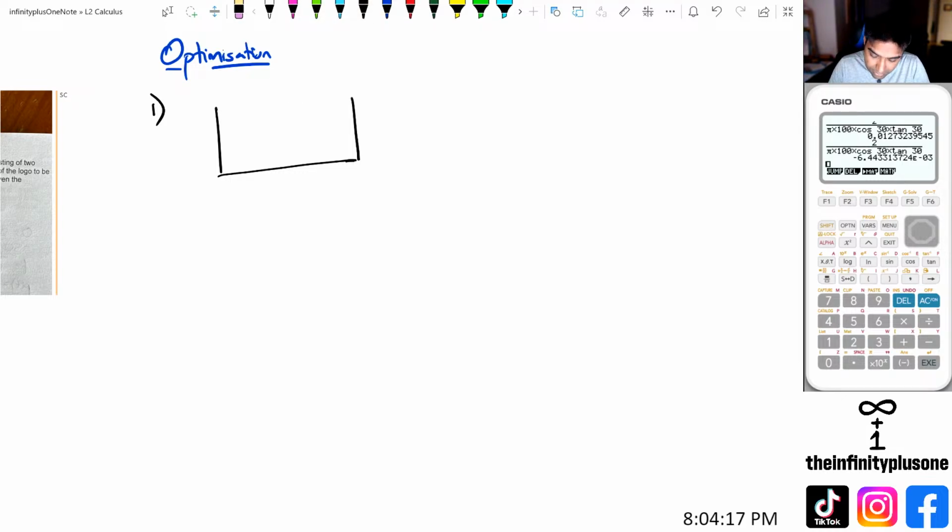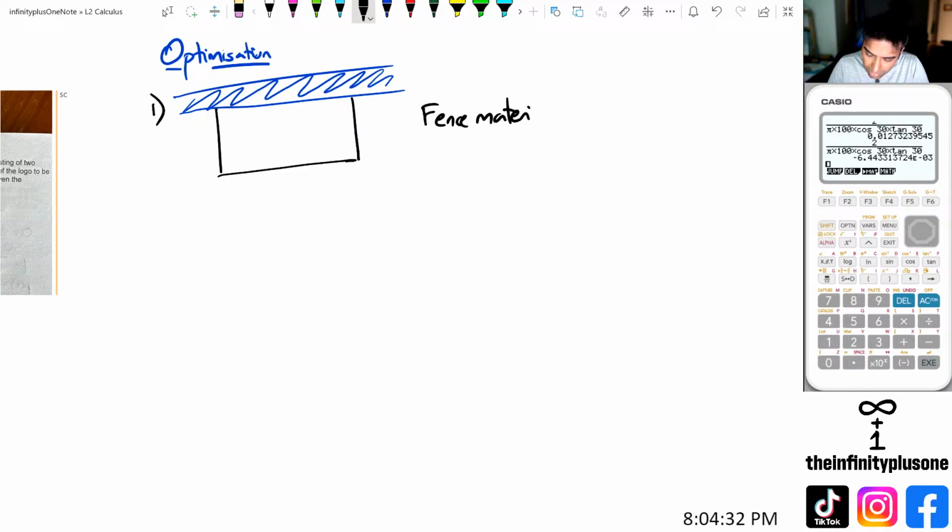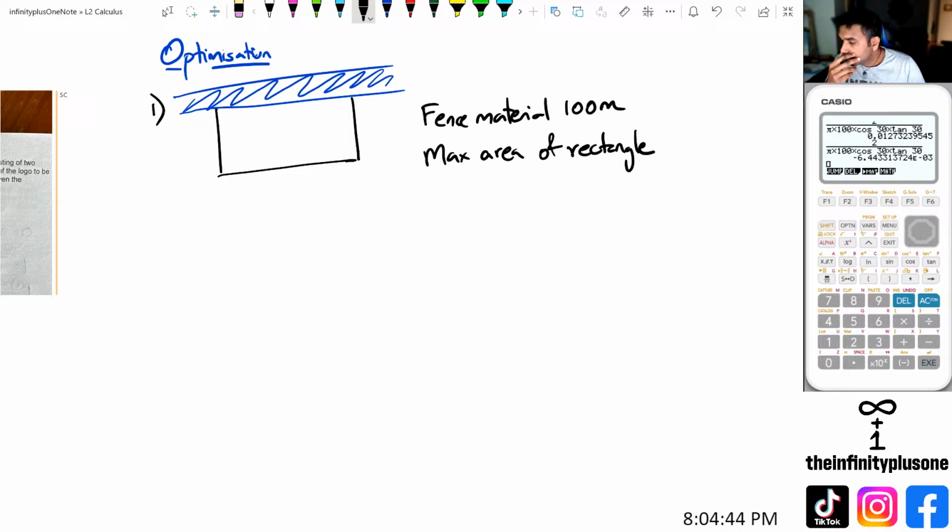So let's say we've got to create a fence, and there's a river here, and then we say something like fence material, we have about 100 meters. What's the maximum area for this rectangle? Anytime you want to start something like this, if you do know how to do this, I will give you maybe a couple of minutes to do it, and if you don't know how to do it, we'll try and work through it.